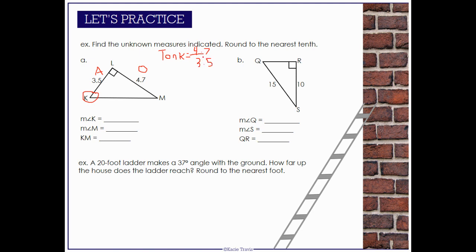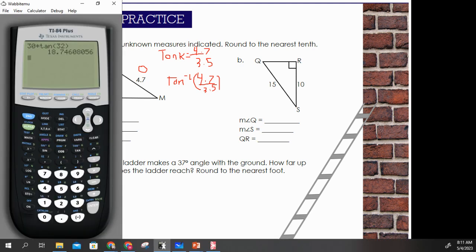Now, this right here, this is my regular tangent. We want to find the angle, so we're going to have to use the inverse tangent. So, tangent of -1 of 4.7 over 3.5. There we go. Let's pull up the calculator. Let's get some calculation in here.